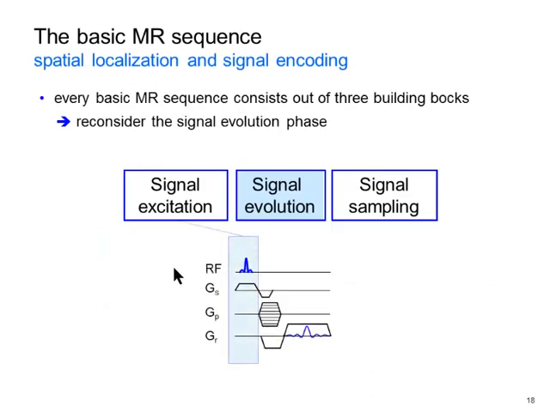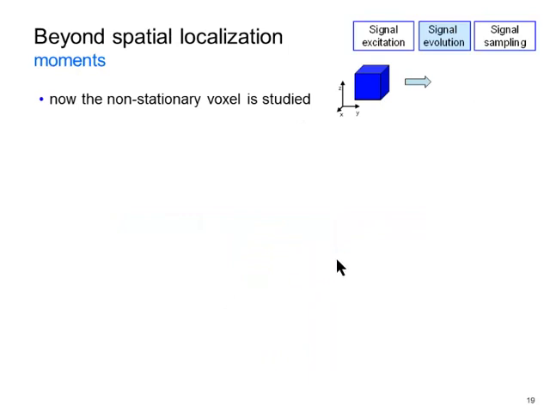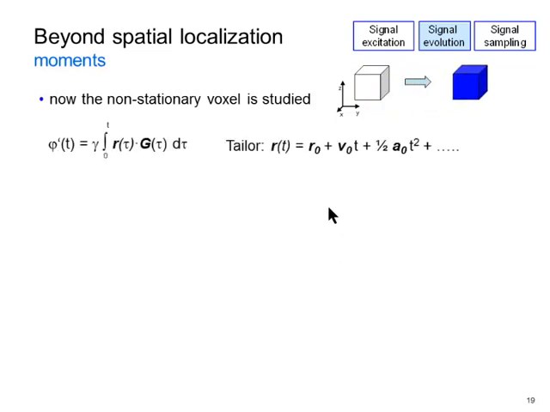All right, so far we have understood how the image is formed and how we are able to use gradients to encode spatial information. So is there anything else gradients can do for us? In order to answer this question, we have to have a look at the signal evolution once more. And I guess you already know what we are going to talk about. Now we consider non-stationary voxels. That means the phase integral we posed at the beginning is a little bit more complicated, because this coordinate becomes a function of time.